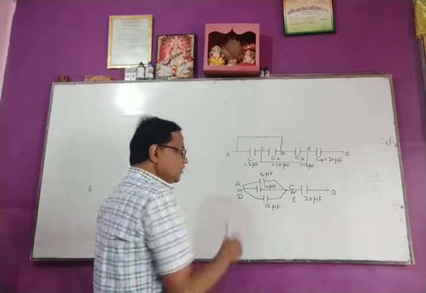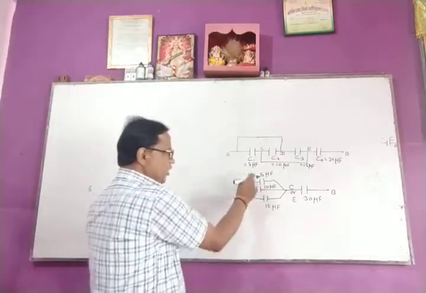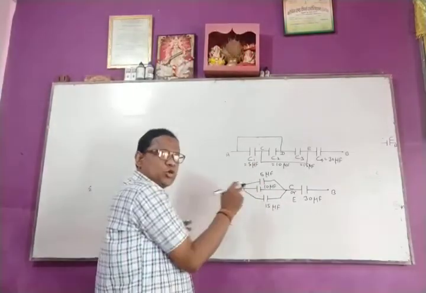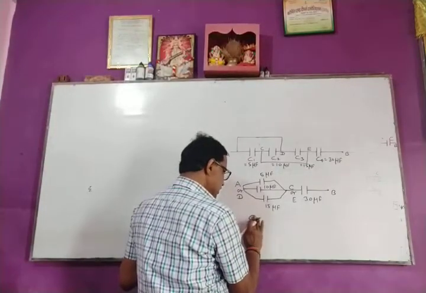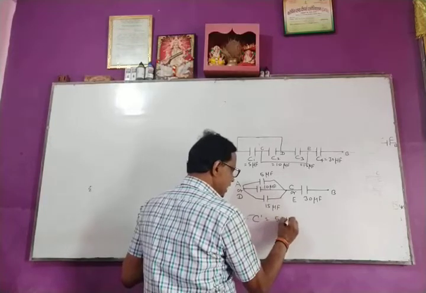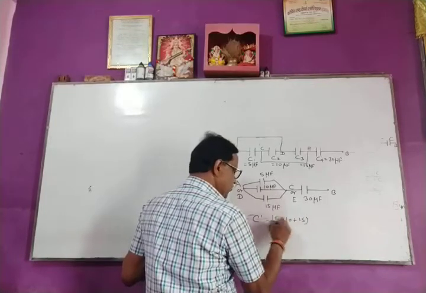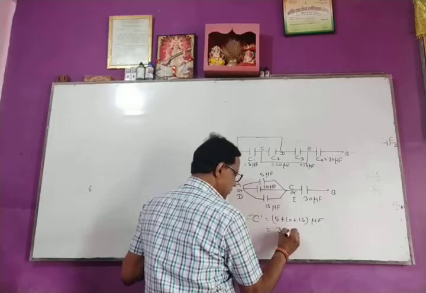So all are in parallel because charges are distributed in three parts, Q1, Q2 and Q3. So they are in parallel connection. So C equivalent, or C dash, is equal to 5 plus 10 plus 15 microfarad. So 30 microfarad.